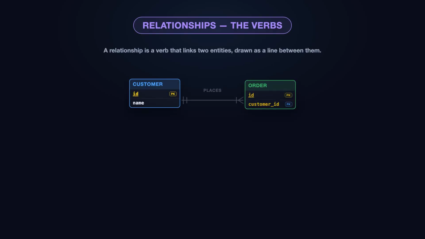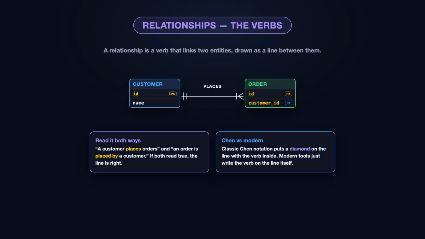Now let's connect the boxes. A relationship is a verb that links two entities, drawn as a line between their rectangles. A customer places an order. An order contains a product. A student enrolls in a course. Always read the verb in both directions to sanity check it. A customer places orders, and an order is placed by a customer.